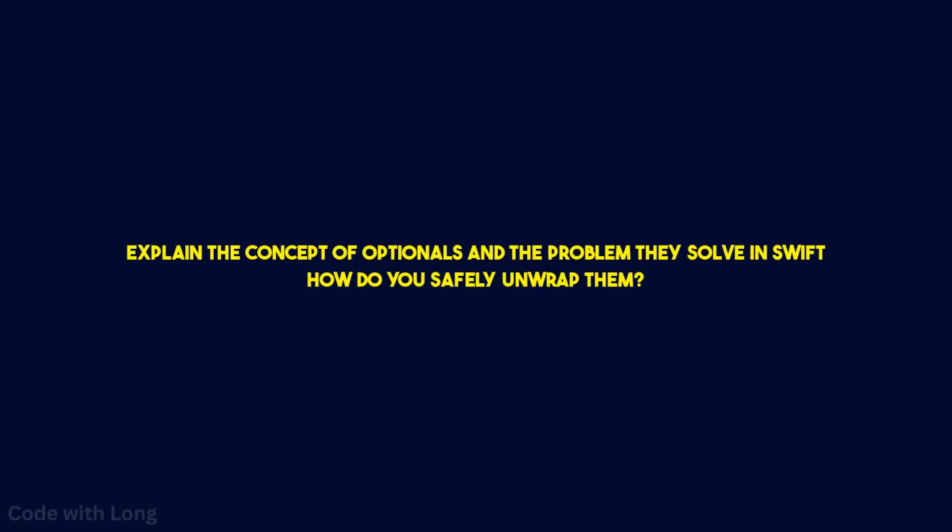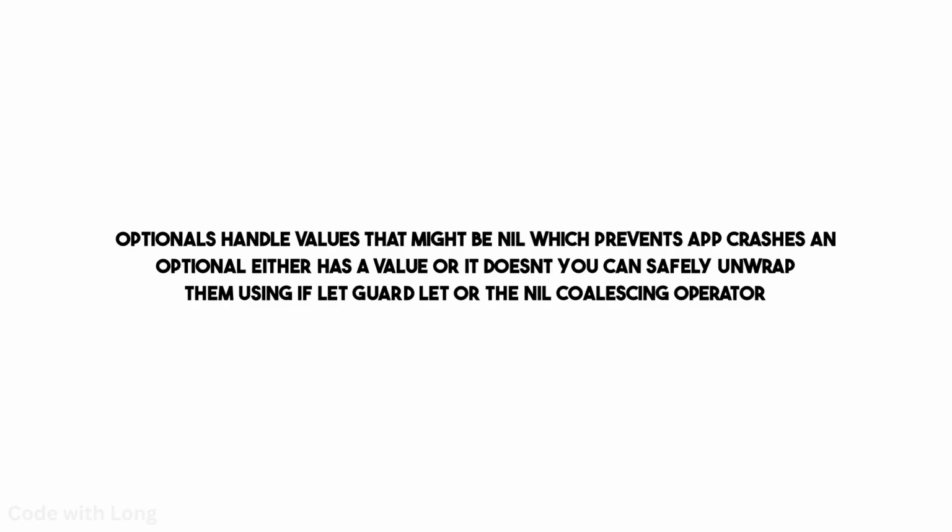Explain the concept of optionals and the problem they solve in Swift. How do you safely unwrap them? Optionals handle values that might be nil, which prevents app crashes. An optional either has a value or it doesn't. You can safely unwrap them using if let, guard let, or the nil coalescing operator.